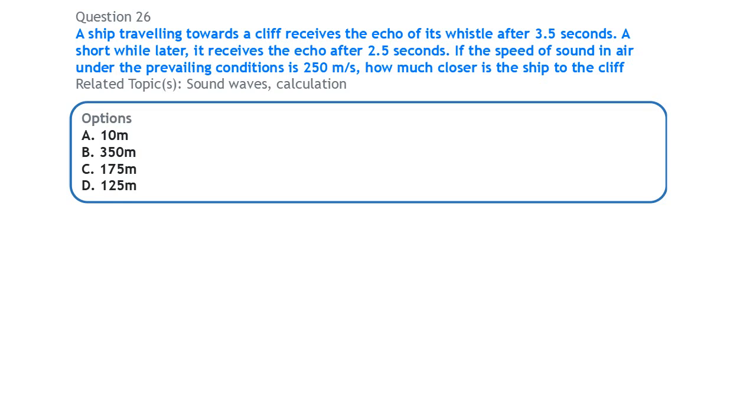So when he heard the echo at 3.5 seconds, the time here is greater than the time here, which means that here he was farther away from the reflecting surface. Now that he's hearing the echo at 2.5 seconds, that means he's closer to that cliff. So what we want to calculate is how much distance he moved, such that he's hearing the echo 1 second earlier. He was hearing 3.5 before, now he's hearing 2.5.